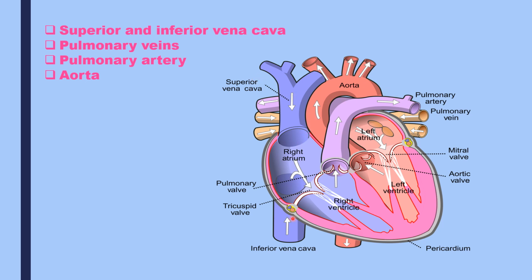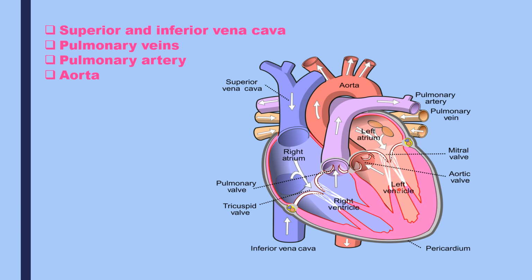There are these two large veins called the superior vena cava and the inferior vena cava. These two large veins bring deoxygenated blood into the right atrium. The blood from the right ventricle is carried by an artery called the pulmonary artery to the lungs for purification. In the left atrium you can see 4 veins opening up. These veins are called the pulmonary veins, and these veins bring pure blood from the lungs into the left atrium.